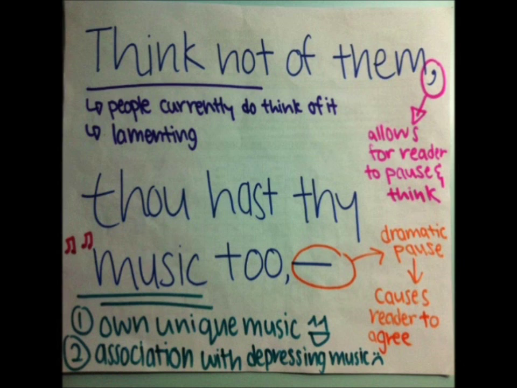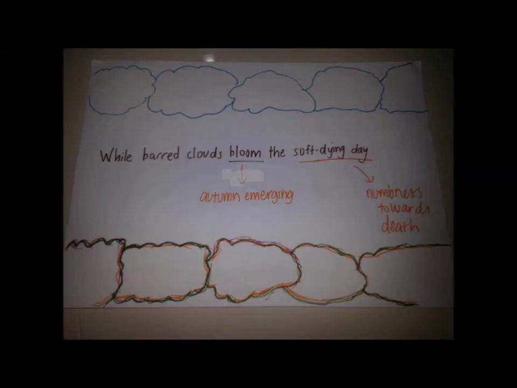The usage of another punctuation here, the dash, creates a dramatic pause as it stops the rhythm of the poem in the mind. It causes the reader to pause and think of what this line means. In this case, this dash makes the reader agree with what the poet has to say before moving on to the next line. "While barred clouds bloom the soft-dying day."